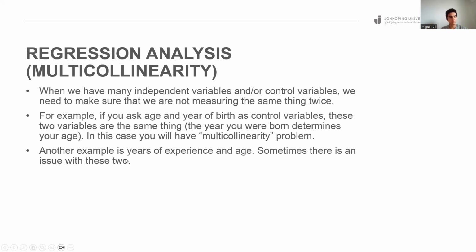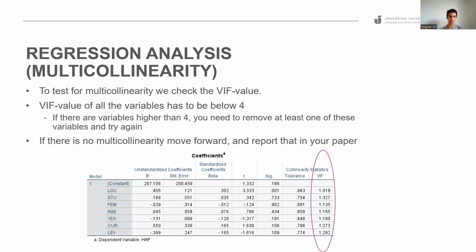Another example, because maybe that's very obvious, age and year of birth is very obvious, but if you ask years of experience and age, sometimes it is a problem, sometimes no, it depends on many things, but it can be a problem. So how can we test for this problem? And again, I will explain in the lab how to do it, but you interpret this test with what we call the VIF value. So again, this is output from SPSS, and you have your coefficients and the rest, but you need to check the VIF.